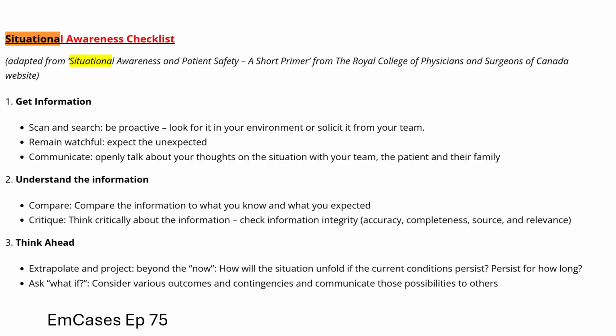EM Cases talked about situational awareness in episode 75 like this. Get information, scan and search, that's level 1. Be proactive, look at the environment and so on. Remain watchful, expect the unexpected and so on. Understand the information and then think ahead. Let's say levels 1, 2, and 3, right?